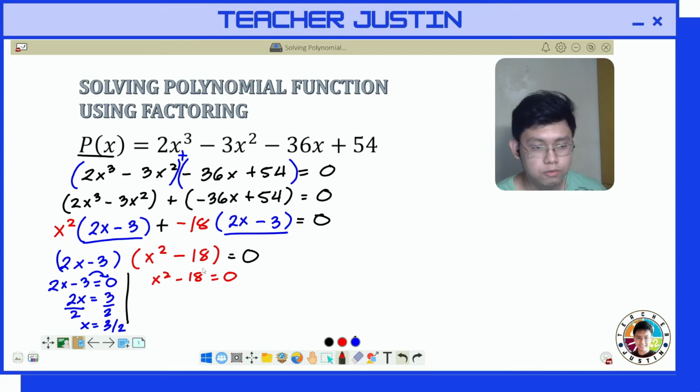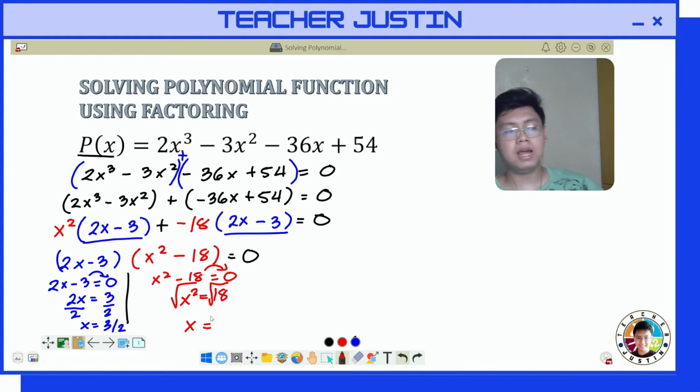Let's solve for the value of x. Let's transfer negative 18 to the other side. Changing the sign, that will be positive 18. Then, let's remove the exponent by applying the square root property. So, let's get the square root of both sides. We will end up with x is equal to, since we apply the square root property, we need to get both positive and negative roots.